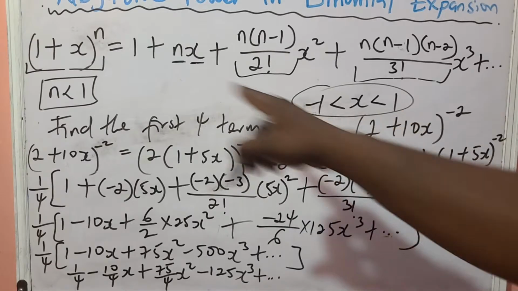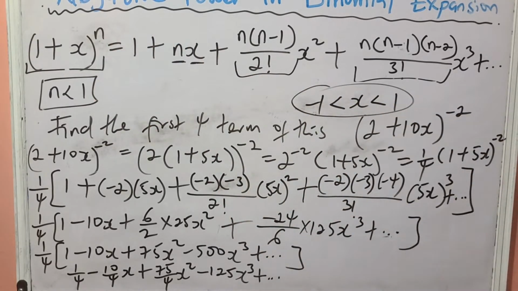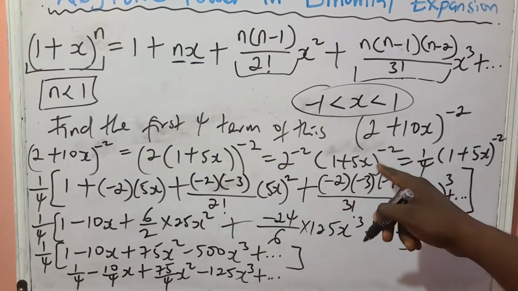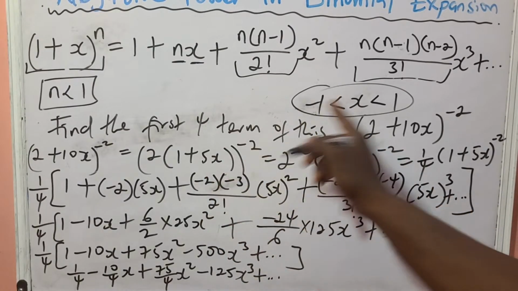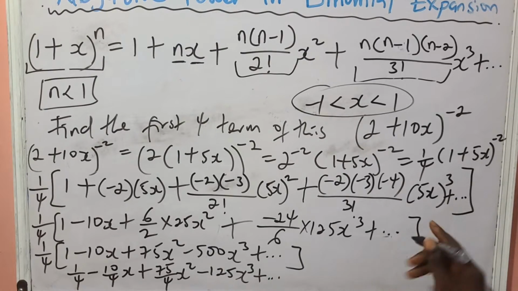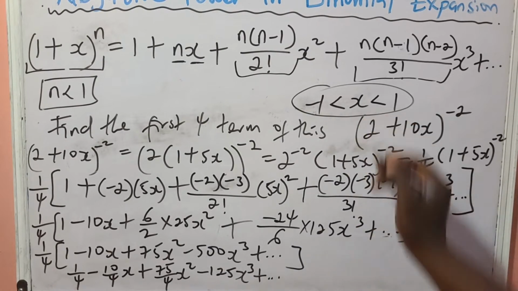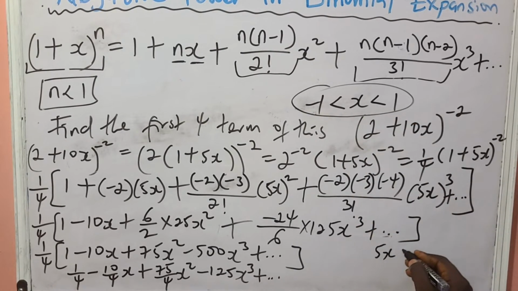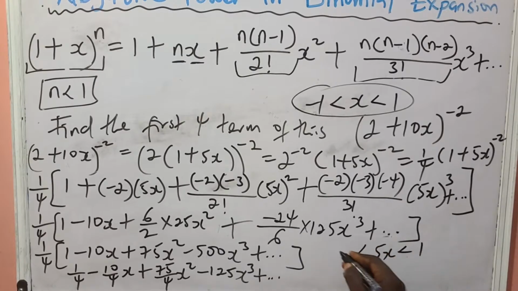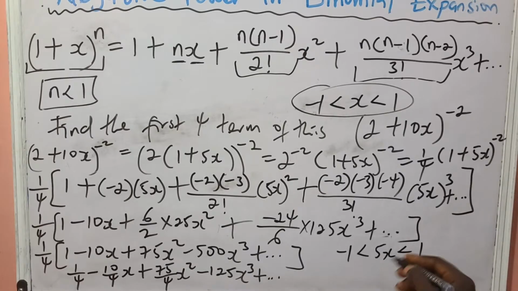So for this case where we had x, we used x. But in our own case, we were not dealing with x, we're dealing with 5x. So I told you what you have to do is to fix the same 5x. So you'll be having 5x less than 1 and greater than minus 1. Of course, you have to go on to solve for x. That will be minus 1 over 5 less than x less than 1 over 5.